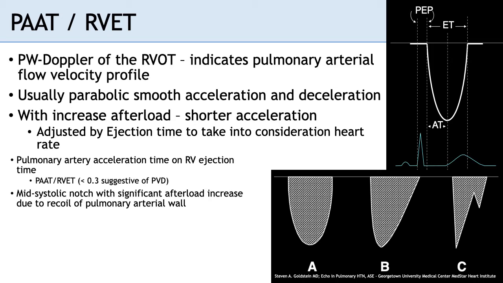And this parabolic smooth acceleration and deceleration shows that there's relatively low RV afterload. Now, with increasing afterload, you can notice a shorter acceleration and more of a triangular shape, like in figure B. And as the afterload increases, there can even be a mid-systolic notch with significantly increased pulmonary vascular resistance. This is due to the recoil of the pulmonary arterial wall that has dilated. And usually we can calculate a ratio, the pulmonary artery acceleration time divided by the right ventricular ejection time. If it's less than 0.3, it is suggestive of increased right ventricular afterload.